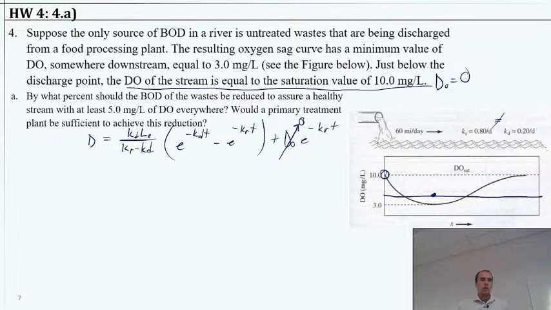Okay, so then this equation simplifies a bit so that we have just this first term times what's in the parentheses, right? And if we stop and think about it for a moment, that means that there's going to be a direct relationship between D and L naught. So they're directly proportional.